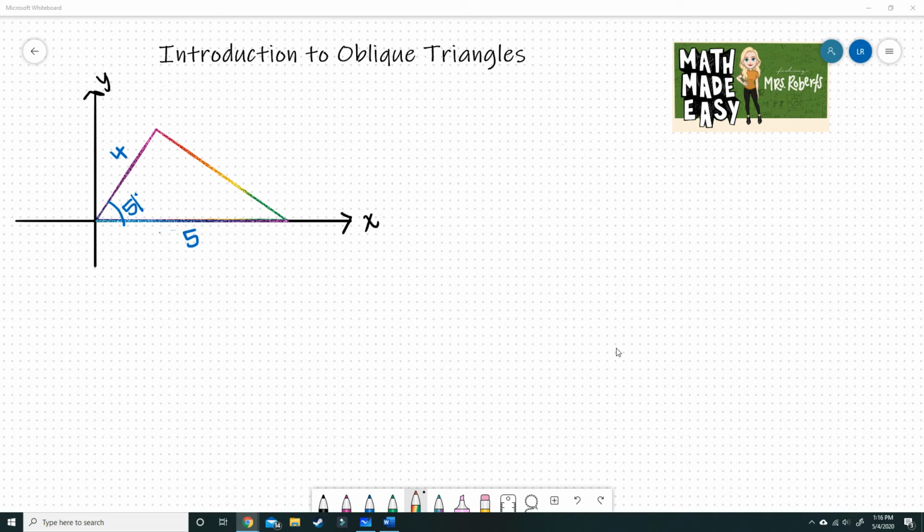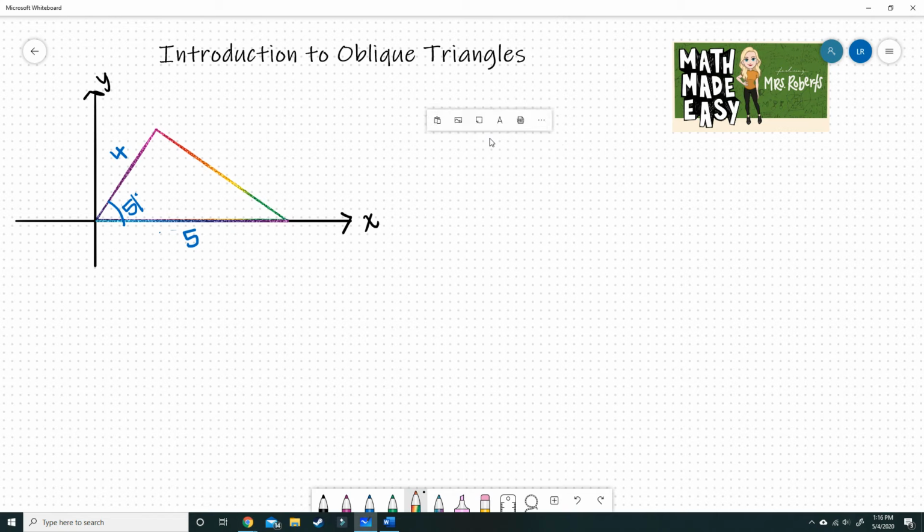Okay, so we want to solve this triangle, and by solving the triangle, you want to find all the missing angles and missing sides. What you'll notice is that we have a triangle here with a side that's 4, a side that's 5, and an included angle that is 51.